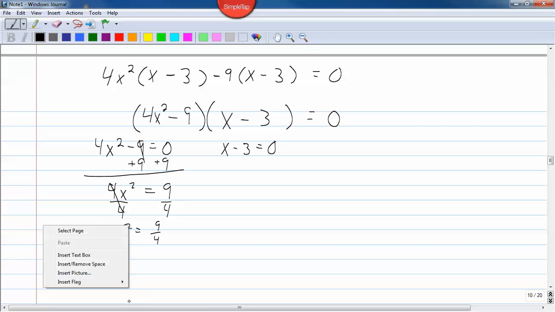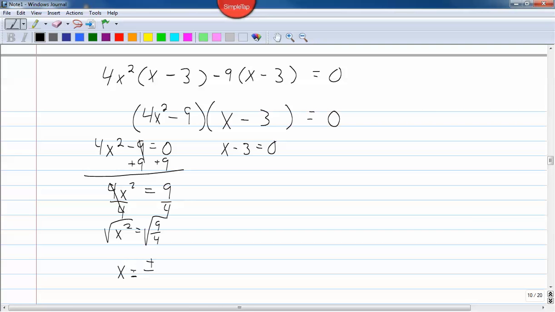Now to solve for x, what do I need to do? Take the square root of both sides. So x equals plus or minus the square root of 9, which is 3, over the square root of 4, which is 2. So one set of answers is plus or minus 3/2. That's a positive 3/2 and a negative 3/2. What's the other answer? That's right, positive 3.